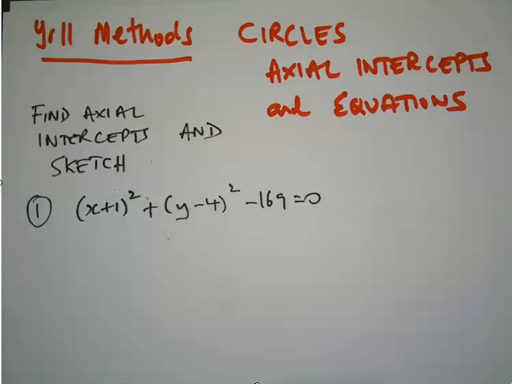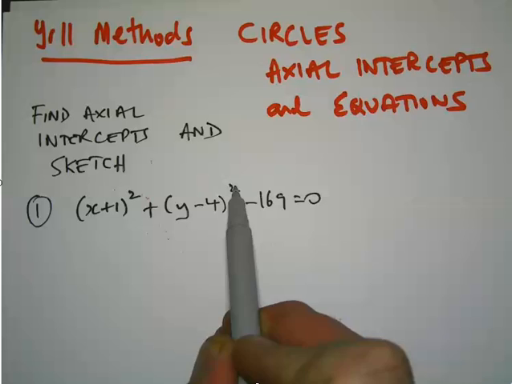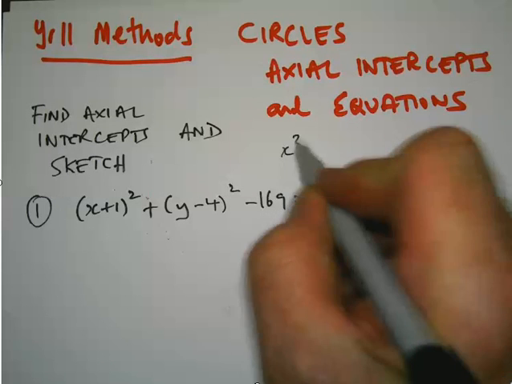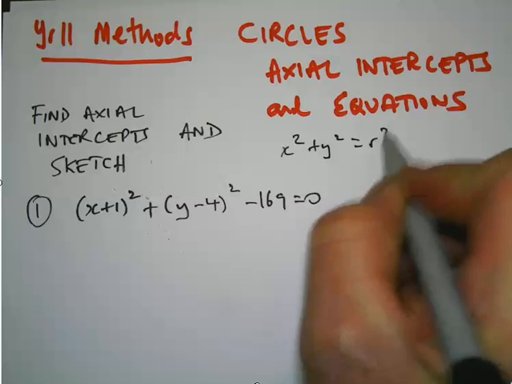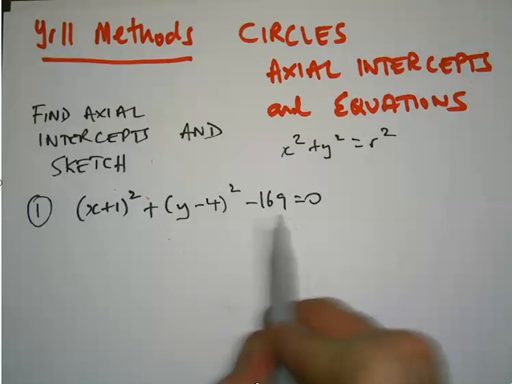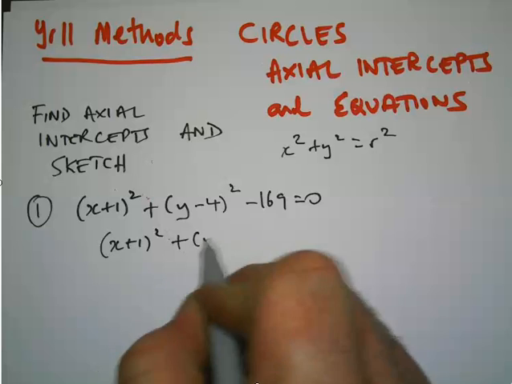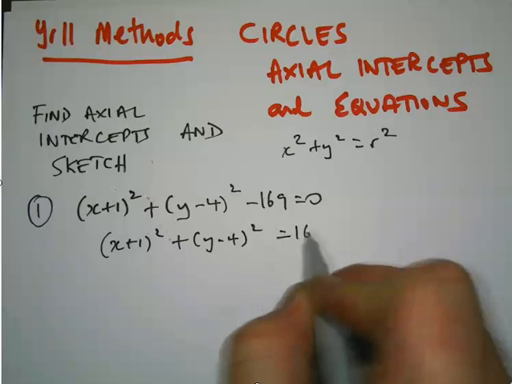This is for Year 11 Methods, and it's the algebra to find axial intercepts and equations, and also sketching for a variety of different circles. In this first example, (x + 1)² + (y − 4)² − 169 = 0. Remembering that x² + y² equals the radius squared, I'm going to pop this negative 169 to the other side. (x + 1)² + (y − 4)² = 169.